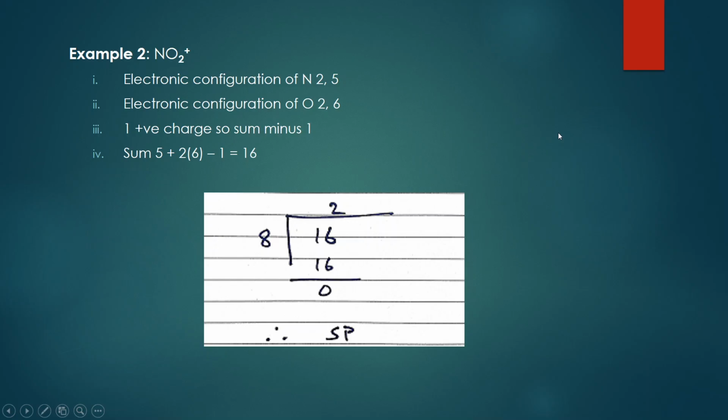Now let us see the solution. It is 16. 16 is greater than 8 and less than 54. So you have to divide it by 8. 8 into 2s are 16. 0 remaining. Therefore there are 2 orbitals taking part in this hybridization, that is 1s and 1p. Therefore the hybridization is sp.